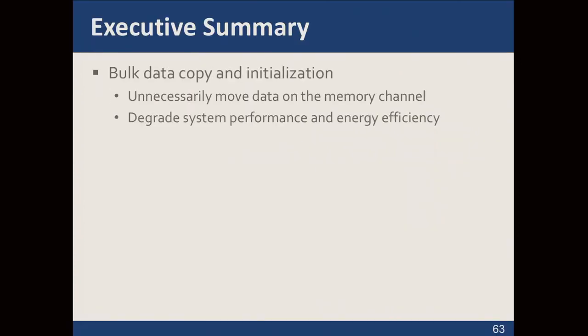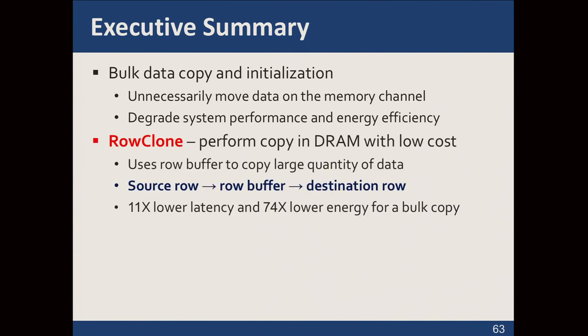Okay, so I've given you basically almost all of the paper. I'll finish with a summary. Basically, the paper targets the problem of bulk data initialization, which unnecessarily moves data on the memory channel, the memory bus, and degrades system performance and energy efficiency. The paper proposed the idea of RowClone, which is conceptually performing copy in DRAM with low cost. The key idea, at least a key conceptual idea, and the key part of the paper, is to use the row buffer to copy a large quantity of data by bringing the source row into the row buffer and then copying the data from the row buffer into the destination row.